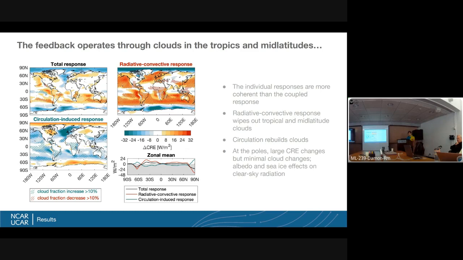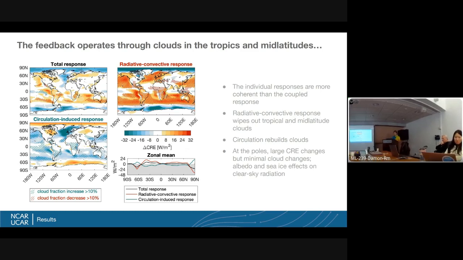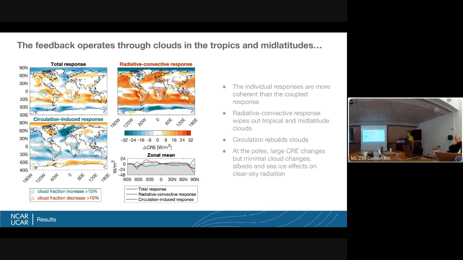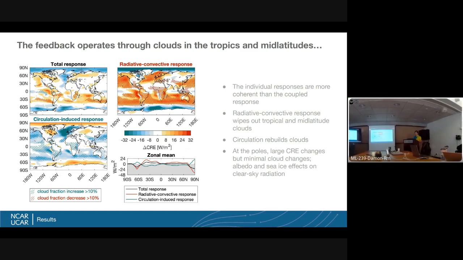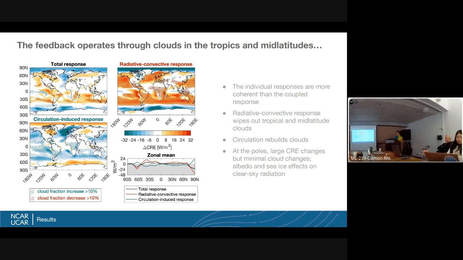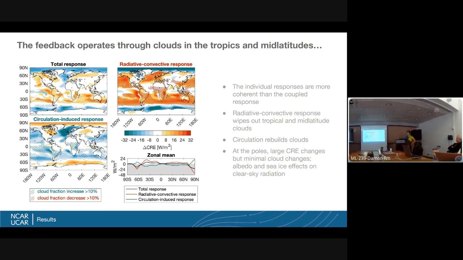But the total response is kind of complicated. There's this negative change at the poles, and there's some positive changes in the mid-latitudes. But you know, there's a lot of zonal asymmetry. The nice thing about going to this zonally symmetric versus eddy regime and looking at the RCE versus circulation response is you get a much more robust picture.